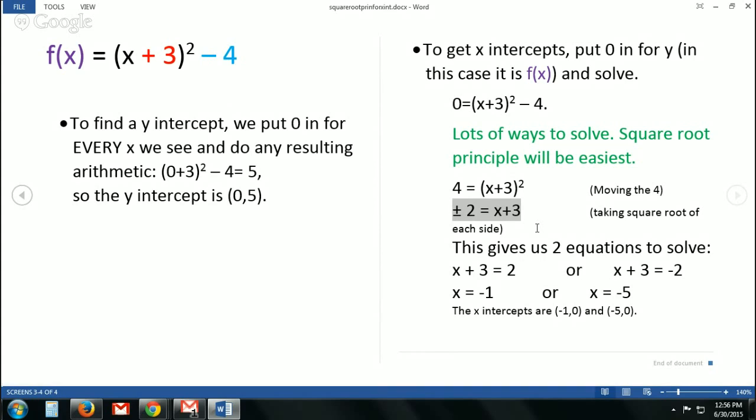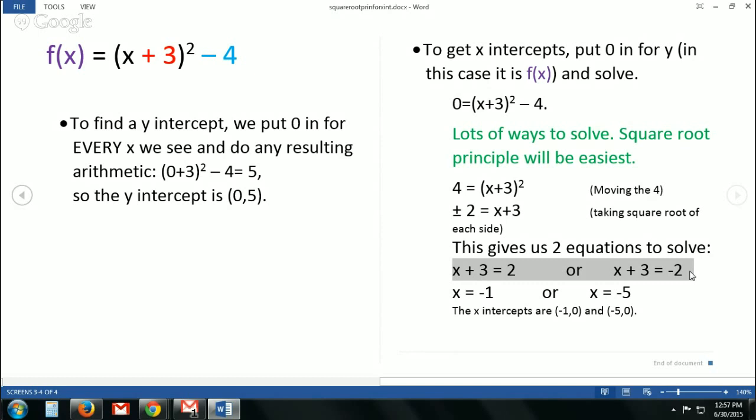Now, this will give us 2 separate equations for us to solve. We can say, what if this x plus 3 is equal to positive 2? Then we can say, what if this x plus 3 is equal to negative 2? So here are our 2 equations: x plus 3 equals 2, or x plus 3 equals negative 2.